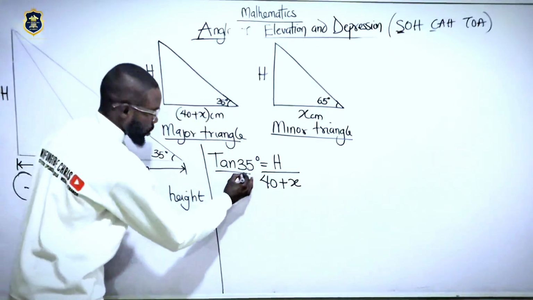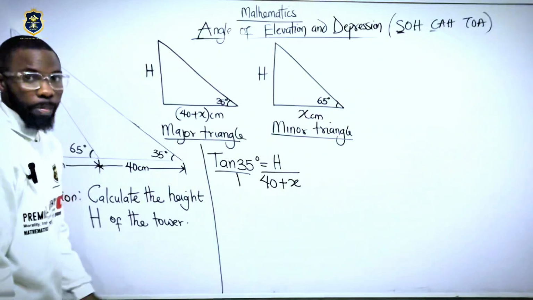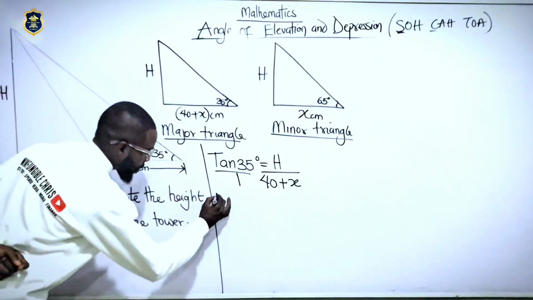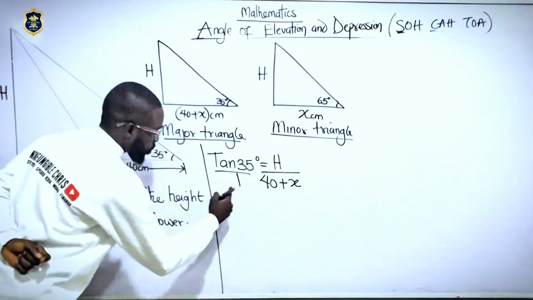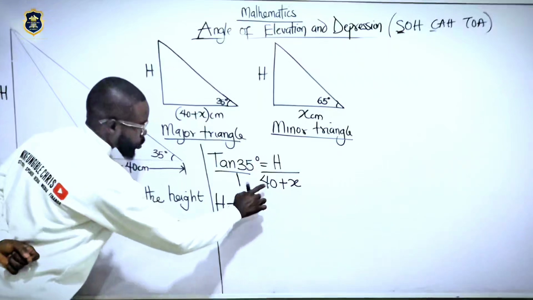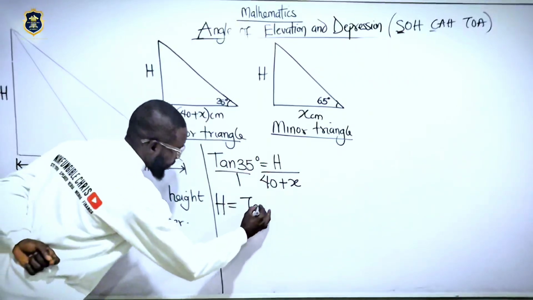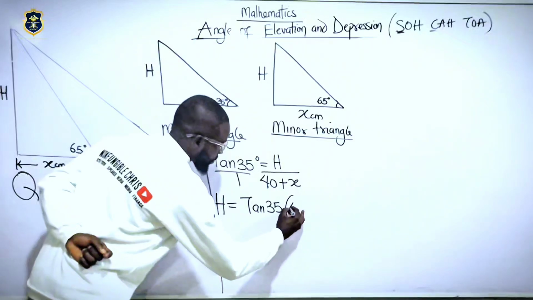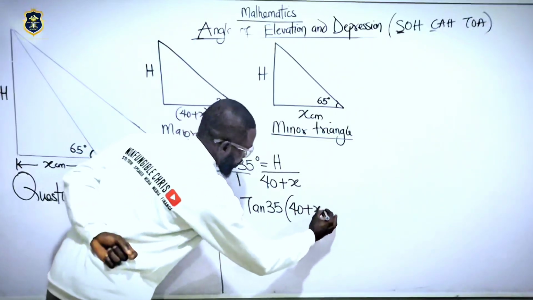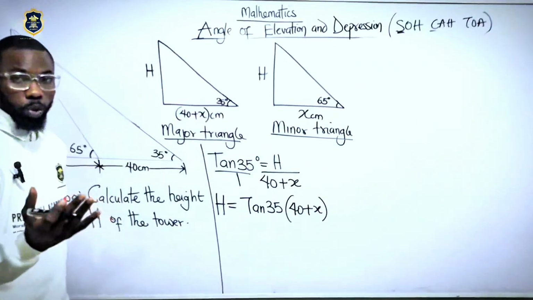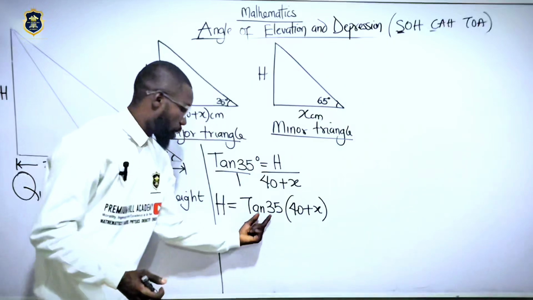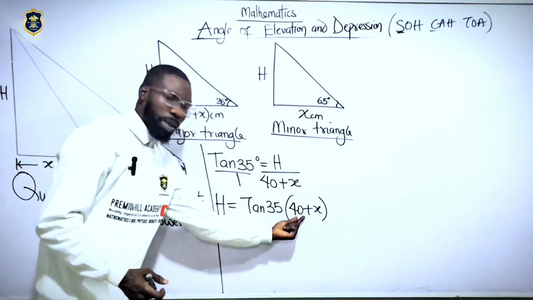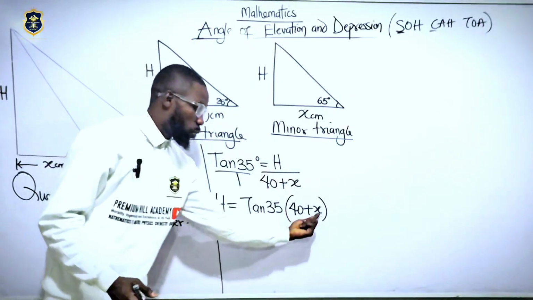So tan 35 is equal to h over 40 plus x, and tan 35 is over 1. So we can cross multiply. By cross multiplying, h times 1, which is h, is equal to tan 35 times 40 plus x. And of course, we're going to factorize: use tan 35 to multiply 40, and use tan 35 to multiply x.